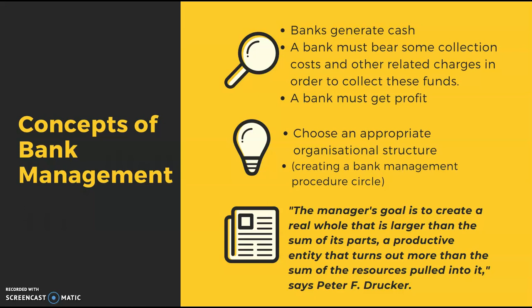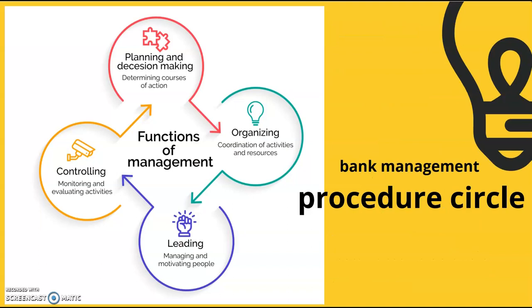A bank must choose an appropriate organization structure to carry out its tasks in order to develop professional management teams by creating a bank management procedure circle. The manager's goal is to create a real whole that is larger than the sum of its parts, a productive entity that turns out more than the sum of the resources put into it. That's what Peter F. Drucker says about the concept of bank management. This is the procedure circle that has been created to be an appropriate organizational structure in the banking system.